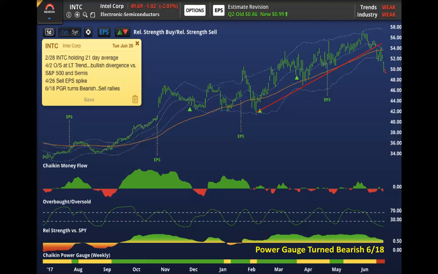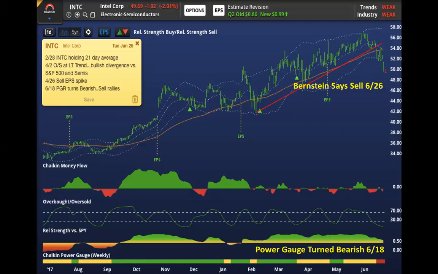Now I want to sell the rallies. If I'm long Intel, time to get out. Now, just this morning, one of the top technology analysts on Wall Street at Bernstein and Company made Intel a sell. Very rare, as you know, for Wall Street analysts to put out a sell rating on a big stock. If you were following the power gauge methodology, you were already bearish on Intel at 53 on June 18th.